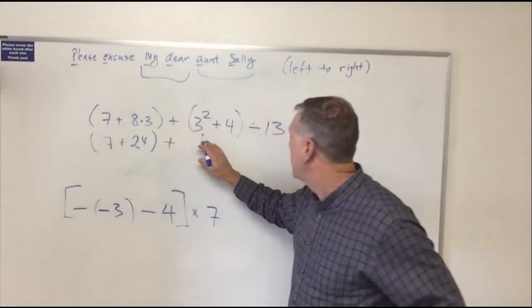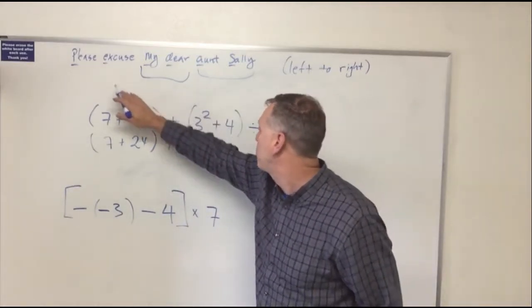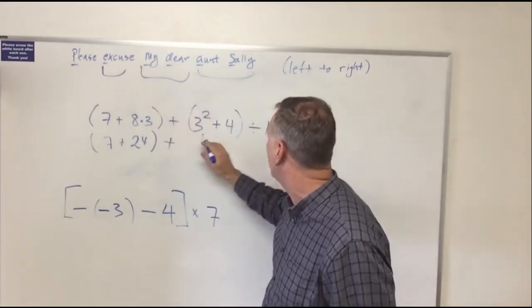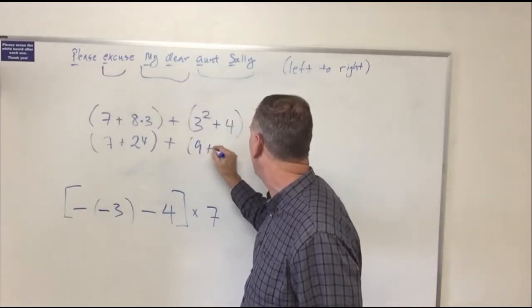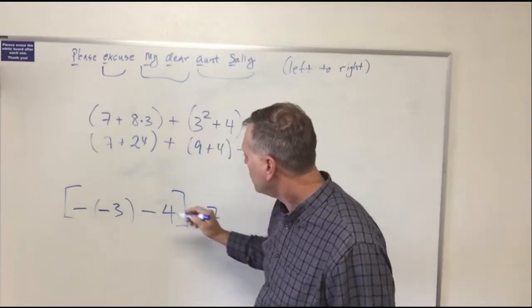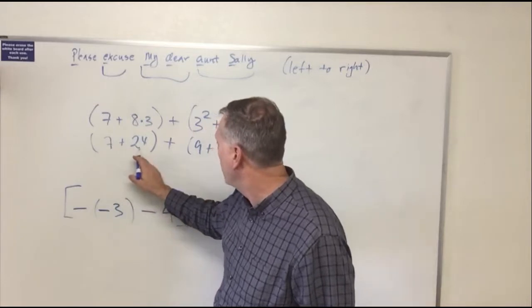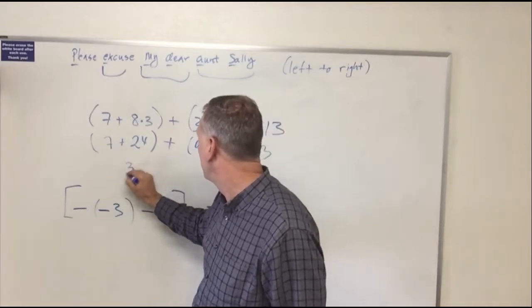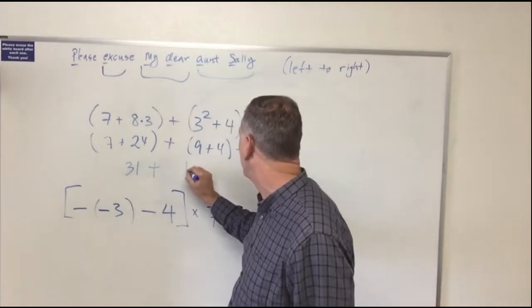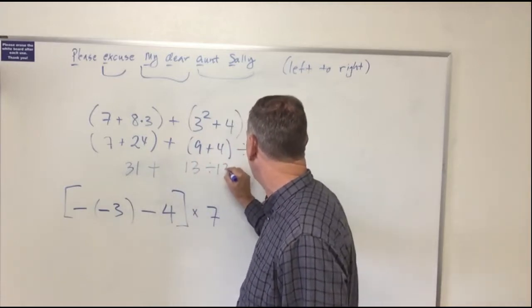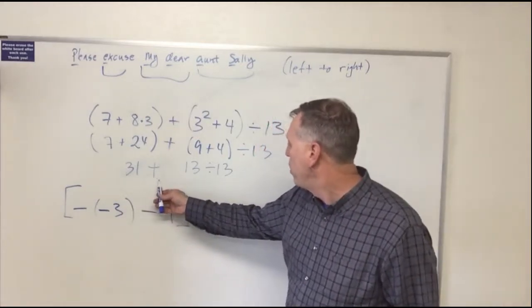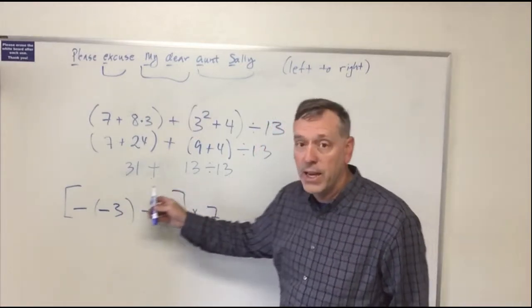And then here again, we have an exponent that precedes even multiplying and dividing and adding and subtracting. So we'd have 9 plus 4 divided by 13. And then 7 plus 24, that's 31. We work inside the parentheses. Plus 9 plus 4 is 13 divided by 13. Well, now we have a sentence, 31 plus 13 divided by 13.